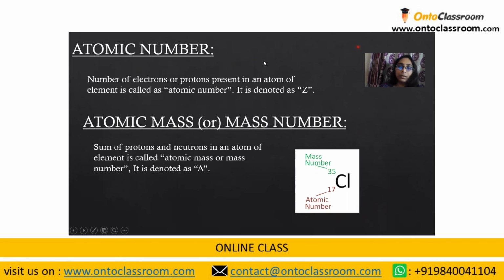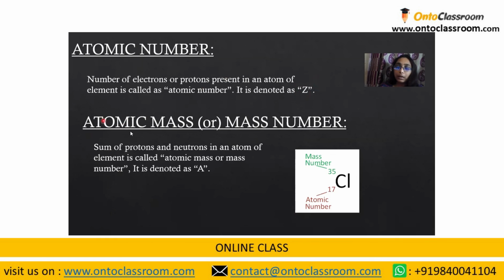Coming to the next, how to measure them: we have the atomic number. We have an atomic number set up for each and every element. To find it, we just check the number of protons or electrons present in an atom of an element. It's called the atomic number, and it is denoted with the letter Z.